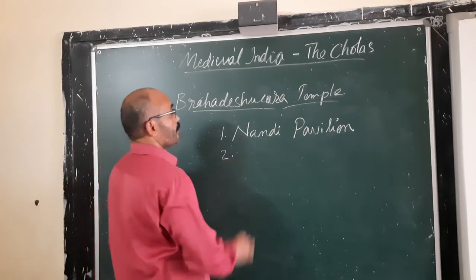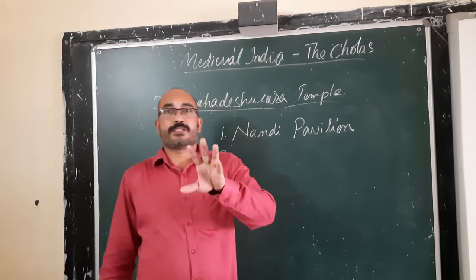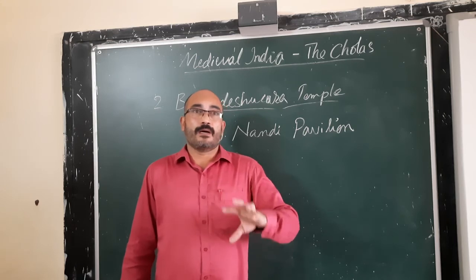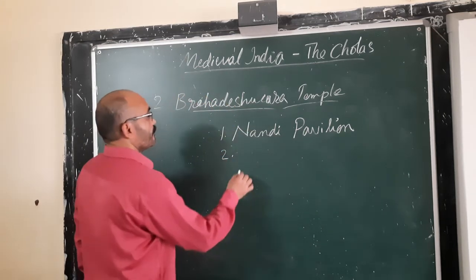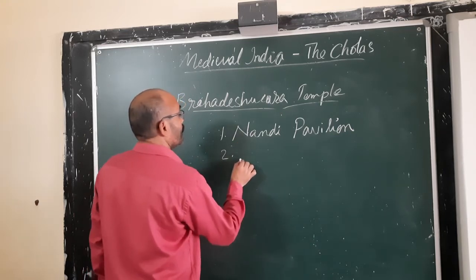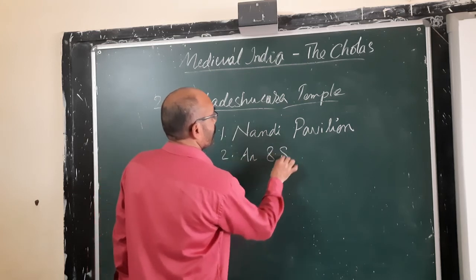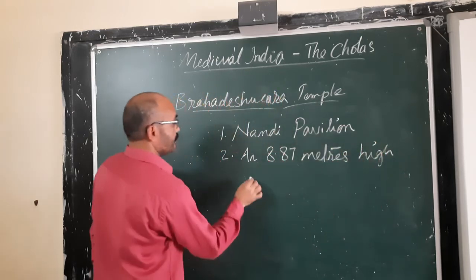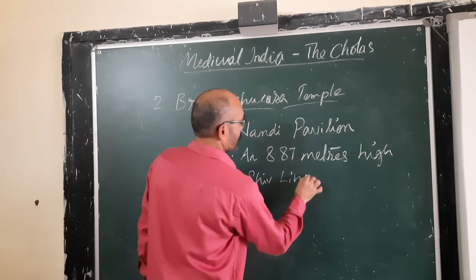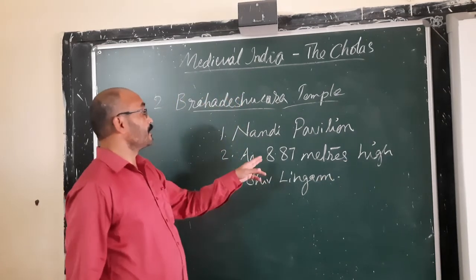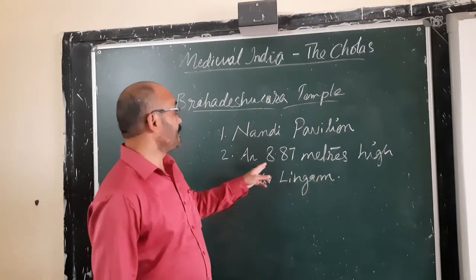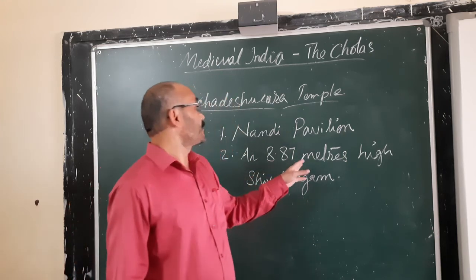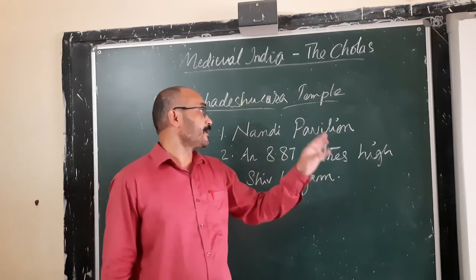Another one is a very huge Shivalingam in the Brihadeshwara temple. An 8.87 meter high Shivalingam was there, a gigantic Shivalingam. This is a single rock cut deity. The Shivalingam kept in the temple has a height of 8.87 meters.